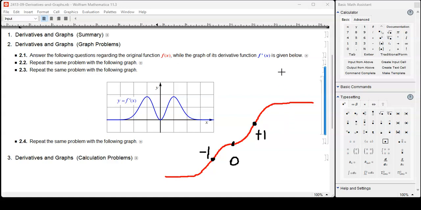Nobody cares about the y-coordinate value, so I'm not going to mark y-coordinate. All these are x-coordinate values only. So concave up, concave down, concave up, concave down, like that. And the interesting case here is horizontal asymptote here and there. That's a little bit different. Otherwise, pretty much the same.